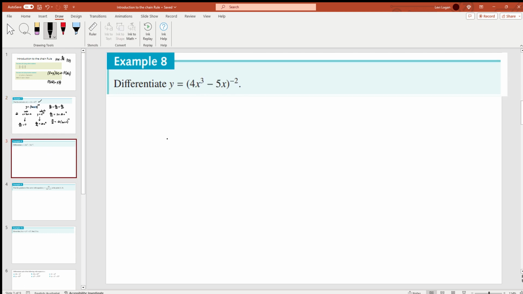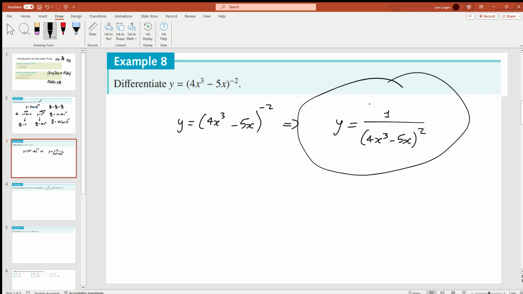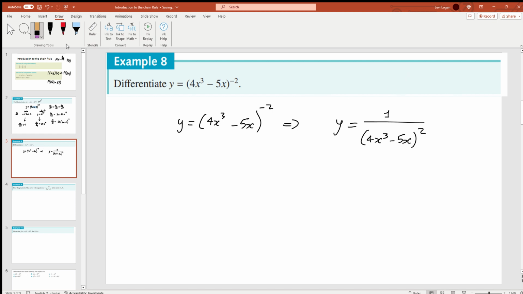So differentiate the following. Alright, so we have y equals 4x cubed minus 5x to the power of negative 2. So we have a negative power, but it's the exact same rule. Now, another way they can rewrite this is like this. So all they've done is flip this to have a negative exponent so you can clearly see the chain rule. But when it's originally looking like this, it's very hard to spot if that's a chain rule or not. But all you got to do is flip it to a negative exponent and that's pretty much the same rule.